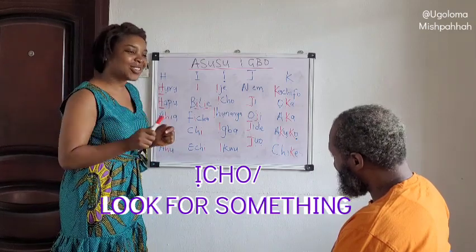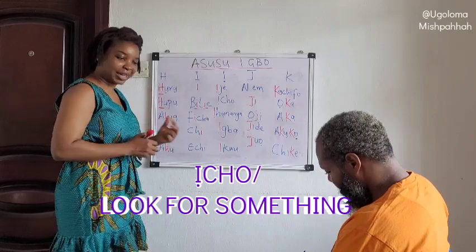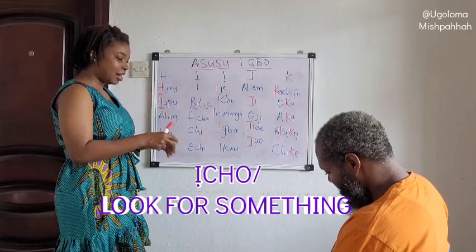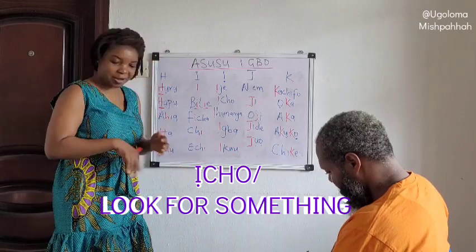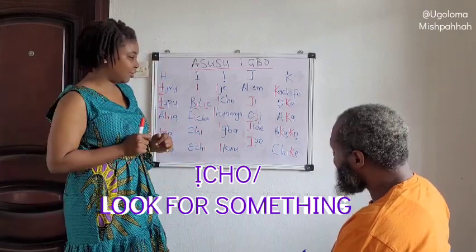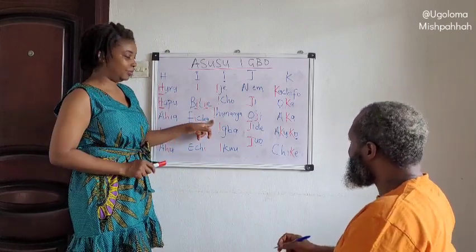Icho. Icho means to look for something, to find something. I'm looking for something. Oh, where is it? Where is it? Icho. Ana achoife. Okay? Icho. Next is your turn.